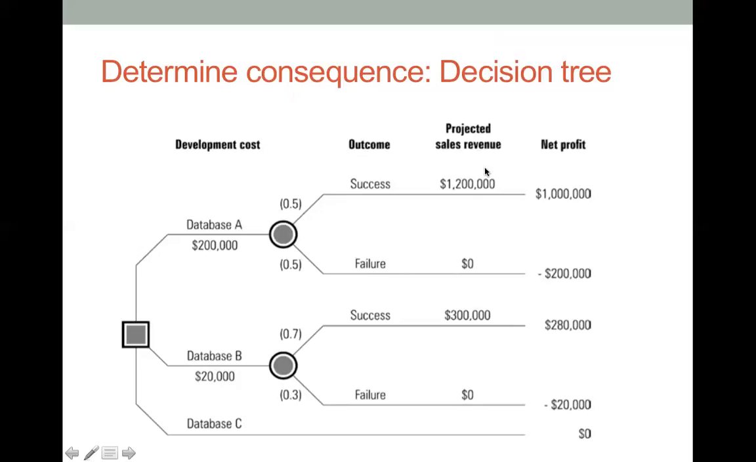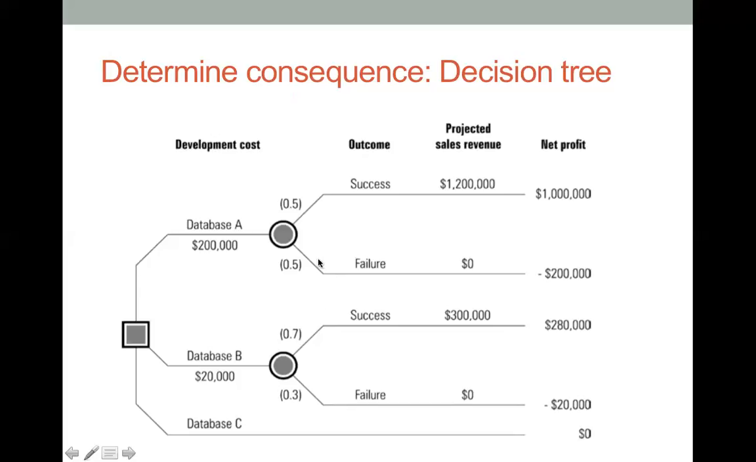50-50. And if it is successful, what is the projected sales revenue? $1.2 million. If that's the case, then our net profit would be $1 million. So that helps us to determine the consequence of an event, in this instance, developing database A.